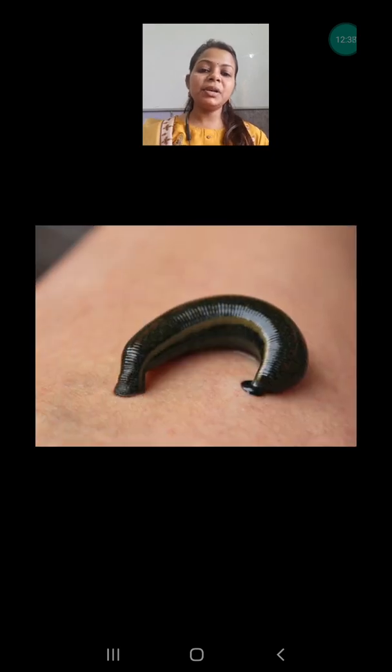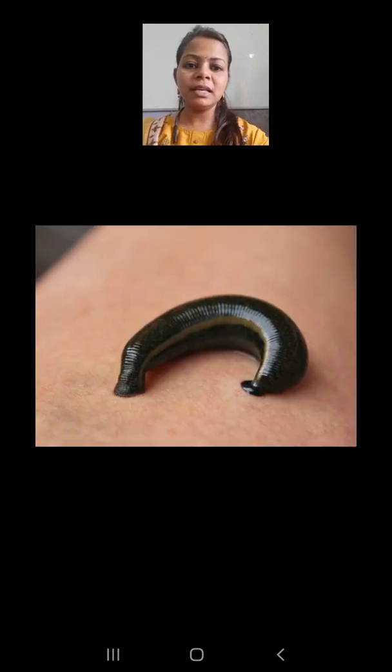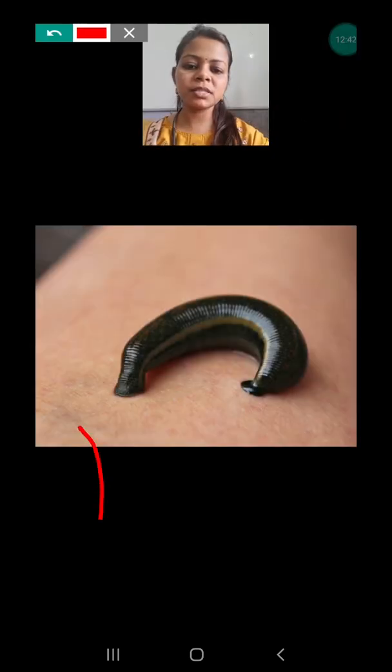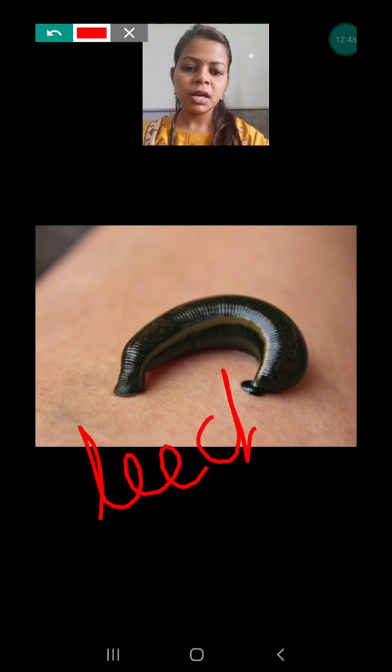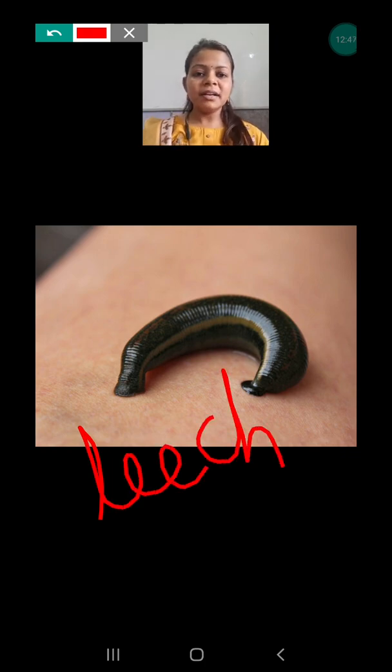Another example is the leech. This is a leech, as you can see. The leech is also a parasite that sucks blood from the host body.